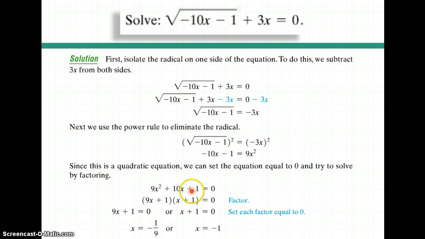Now factor the quadratic equation. We have 9x plus 1 times x plus 1 equal to 0. Set each factor equal to 0. We have 9x plus 1 equal to 0 or x plus 1 equal to 0. Now solving 9x plus 1 equal to 0, we have x equal to minus 1 over 9, or solving x plus 1 equal to 0, we have x equal to minus 1.